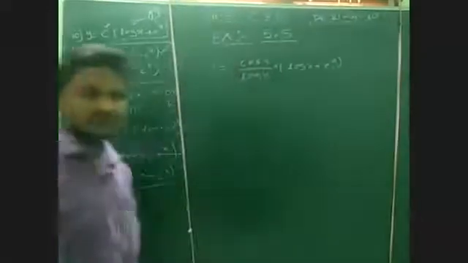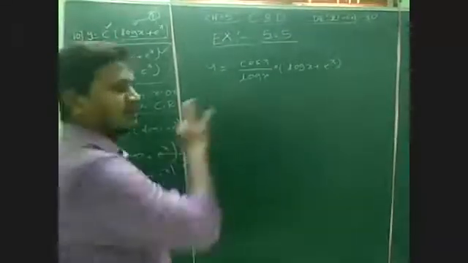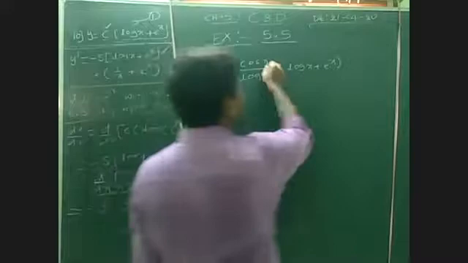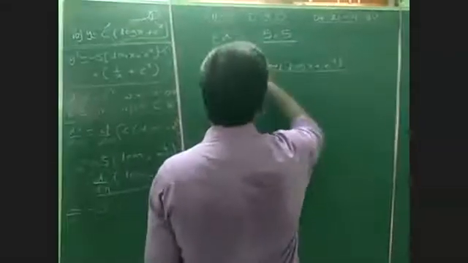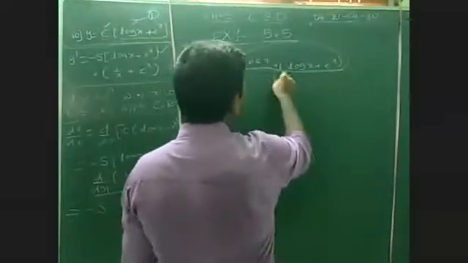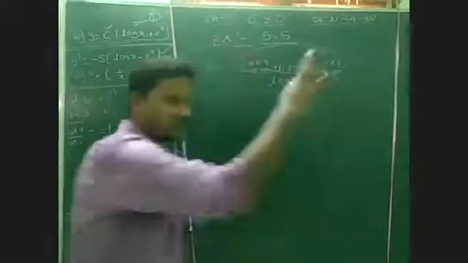Your doubt. Yes, sir. For this, what will we do? In u by v only, this total value is u, and whatever the denominator is, this is v. Always u by v only.